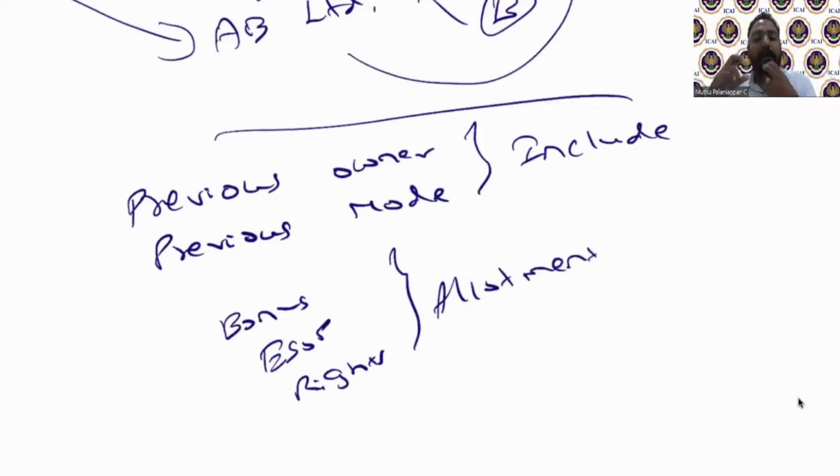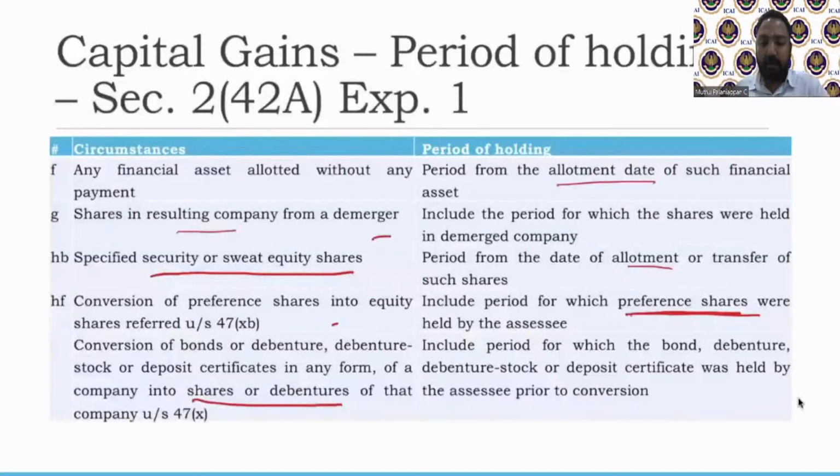So these are the only two categories which you need to keep in mind while calculating the period of holding. Whether it was held by a previous owner, or held in some other form, previous mode, or you can even call this previous form, earlier preference shares, earlier bond. So previous form, then include that period also. Similarly, where you are not paying anything, or some way of allotment such as bonus, ESOP, or rights share, then the allotment date is what is relevant. Okay, so that is all about your capital asset and period of holding.